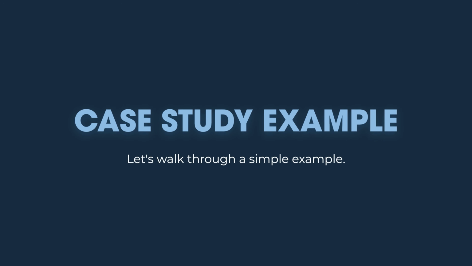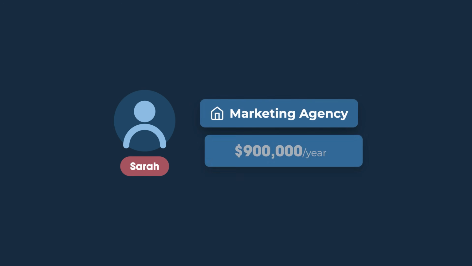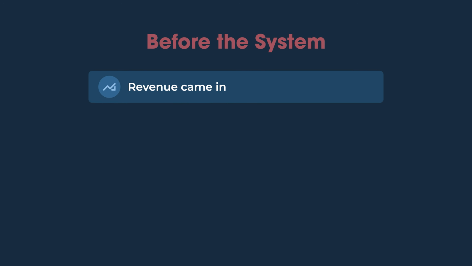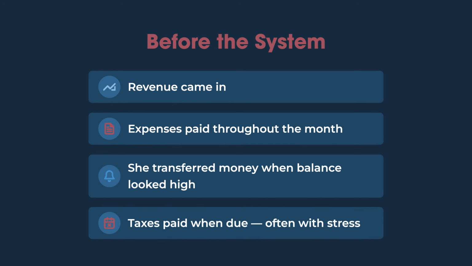Let's walk through a simple example. Imagine a business owner named Sarah who runs a tech consulting agency earning $900,000 per year in gross revenue. Before implementing a system, her finances look like this. Revenue came into the business. Expenses were paid throughout the month. She even paid expenses through a personal credit card to get the miles. She transferred money to herself whenever the account balance looked high enough. And taxes were paid when they were due, often with stress. Even though the business was successful, the process felt chaotic.